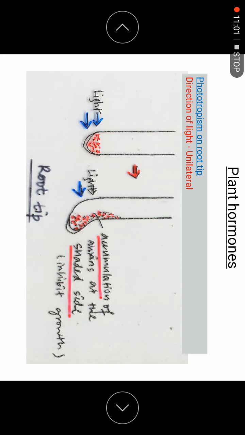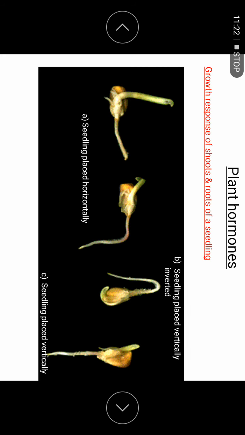Things that you have learned, explain now. You have learned positive phototropism is for the shoot. Why? Because of auxin. Phototropism is negative at the roots. Why? It is also due to auxin, due to the concentration. So remember there are three things about auxin.